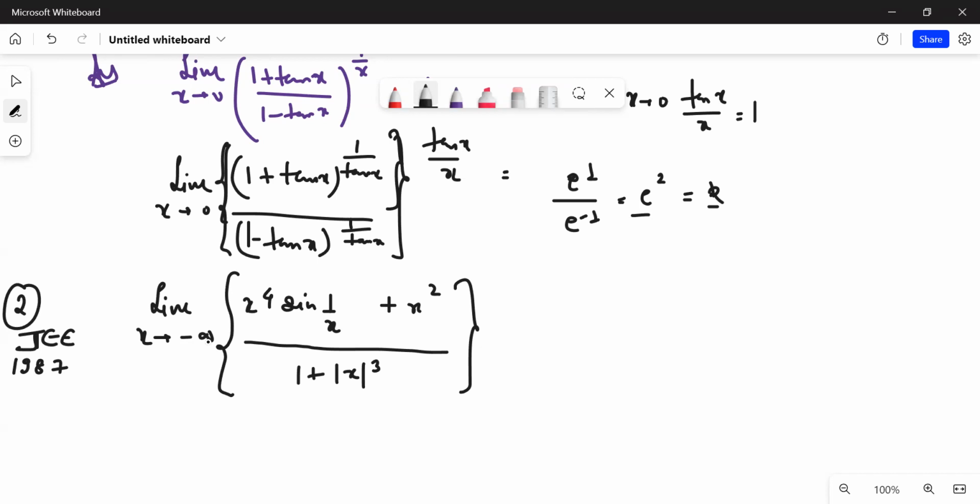And this is not the fractional part of x. Okay, so this is normally a bracket. Now you have to solve it. I'll do it for you. Just take a few minutes and then I'll solve it.